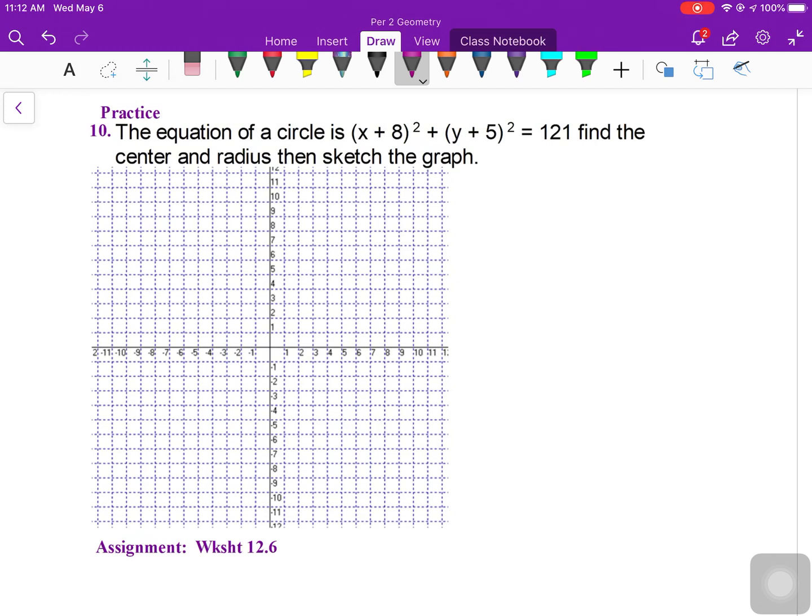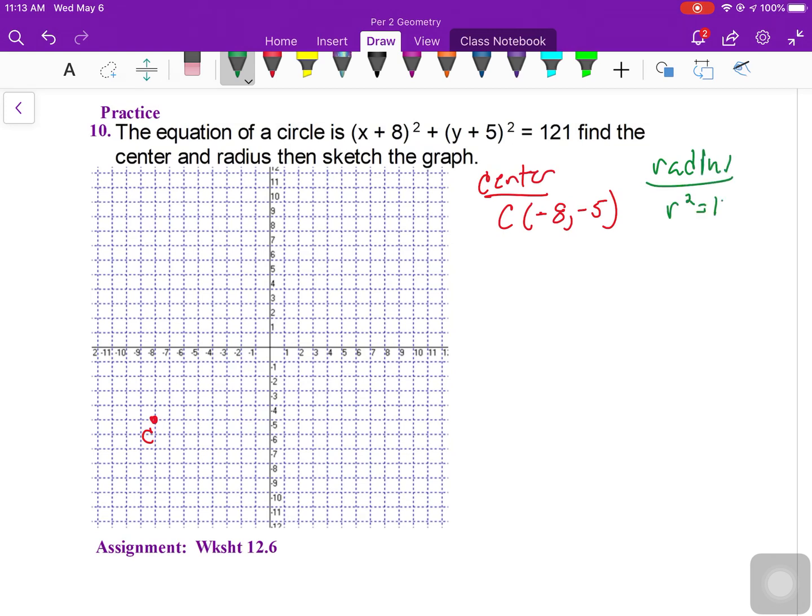Okay? Let's try one more, and then we'll be done with the new material, and you can move on to your practice. So in this one, we're asked to find the center and the radius, and then sketch the graph. It's in standard form. So for our center, we remember that we have to use the opposite of what we see in the equation. So we'll have a -8, and we'll have a -5. So -8, and then down 1, 2, 3, 4, 5. There is our center point.